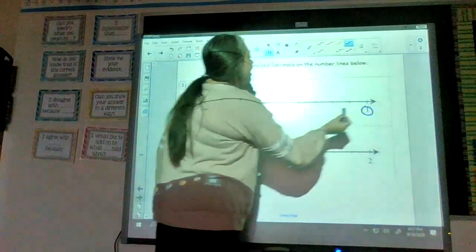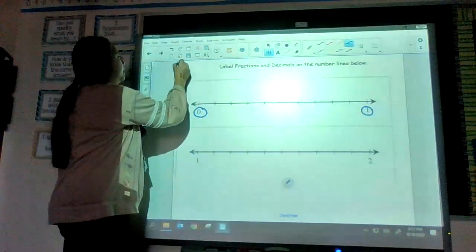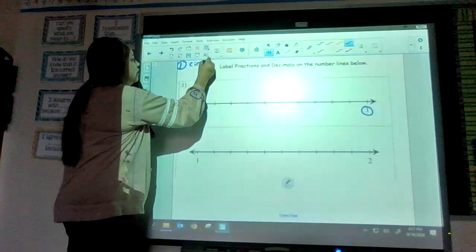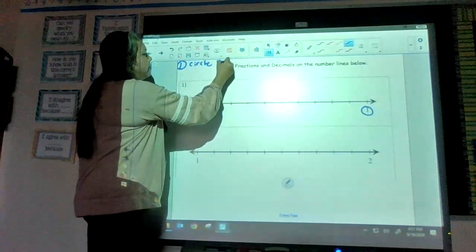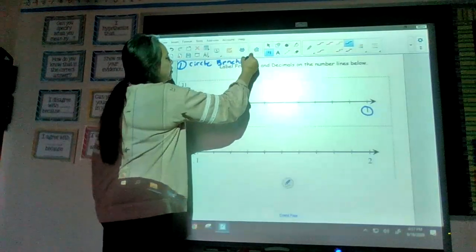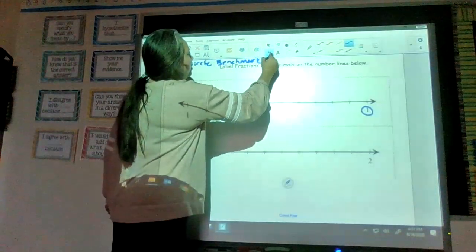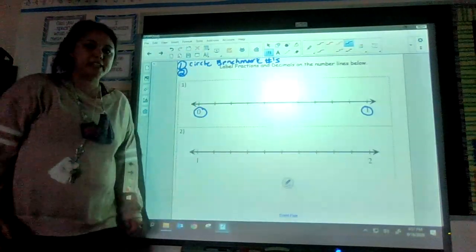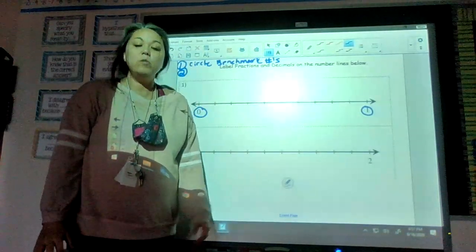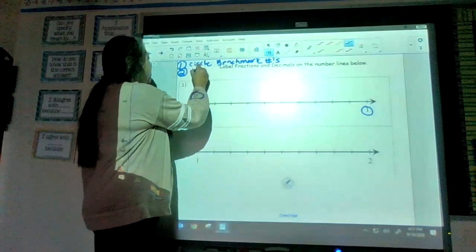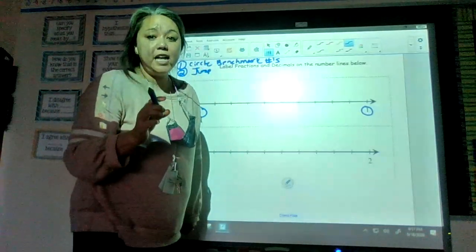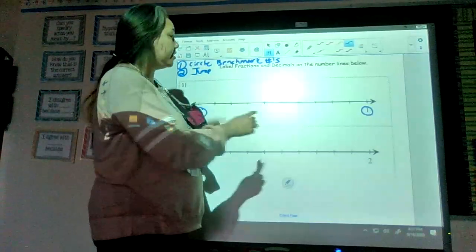And out to the side, you might put step 1, circle benchmark numbers. Step 2, who can remember what we do next? You got it. We're going to hop or jump, because that jump is important. It's going to tell us how many times this whole has been divided.